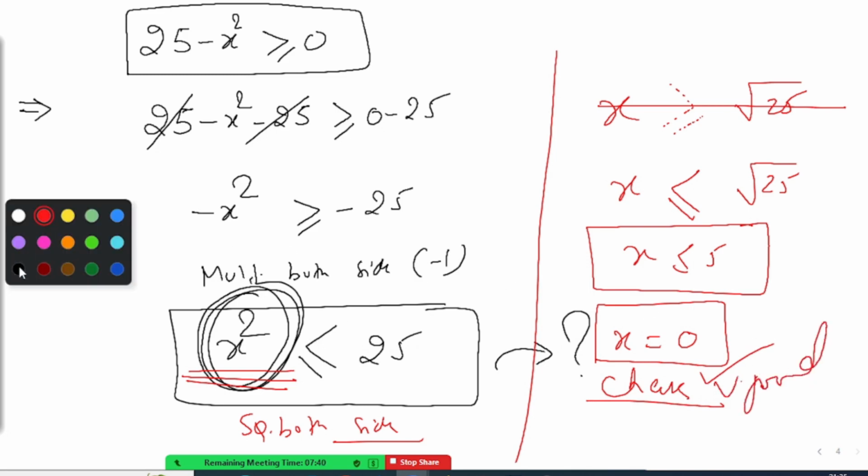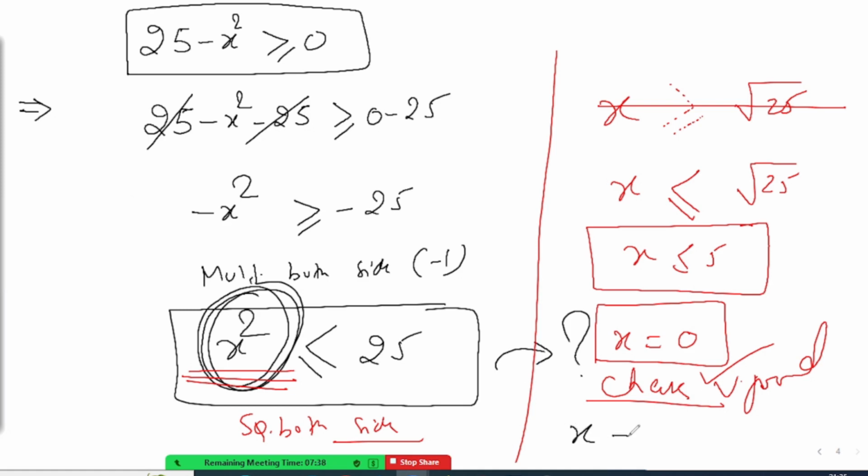Now the question is, let us check x equals, it is saying less than minus 5. Just a minute. Sorry, x is less than 5. Just a minute. I'm giving you one value in which it will contradict.